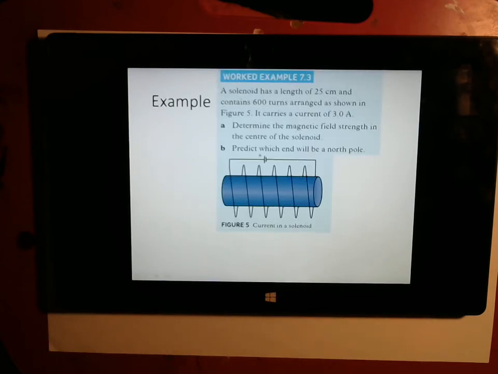This is a fairly standard question. There's only one example in this chapter, and all solenoid questions at this level are pretty similar. It's going to be important for the induction stuff we get to a little bit later, but the basic idea of a solenoid is pretty straightforward.